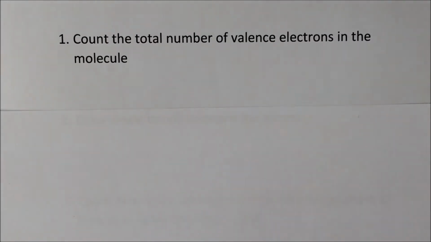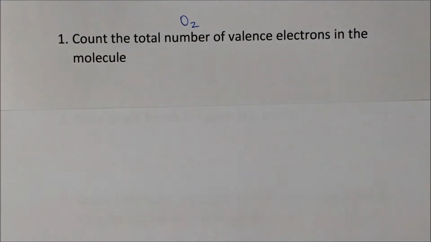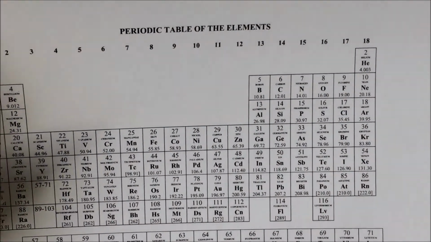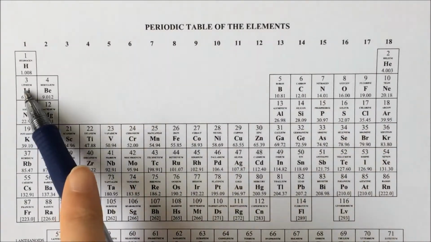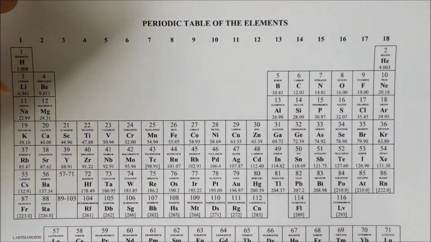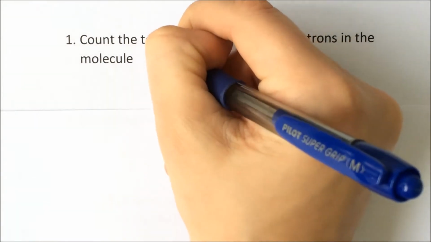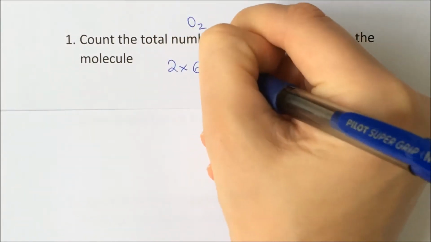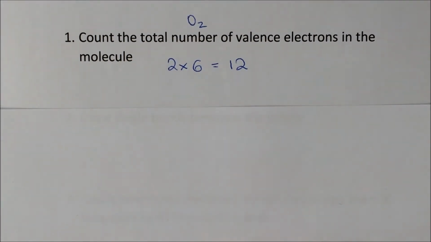The next example that we're going to look at is O2. The first thing we need to do is to count the number of valence electrons in the molecule. Here we can look at oxygen on the periodic table and count back 1, 2, 3, 4, 5, 6. Oxygen has 6 valence electrons. So each of the oxygens has 6 valence electrons. That gives us a total of 12 valence electrons that we need to account for.